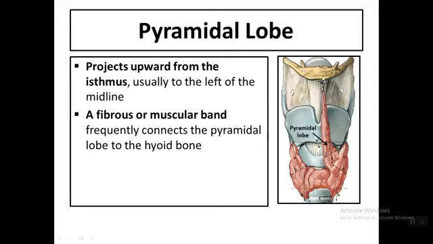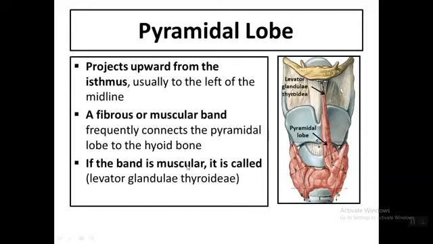It is connected to the hyoid bone by a fibrous or muscular band. Frequently a band connects the pyramidal lobe to the hyoid bone. This fibrous band مرات تصير عندنا muscular and it is called the levator glandulae thyroideae. إذا كانت هذه الباند بها عضل راح نسميها levator glandulae thyroideae.